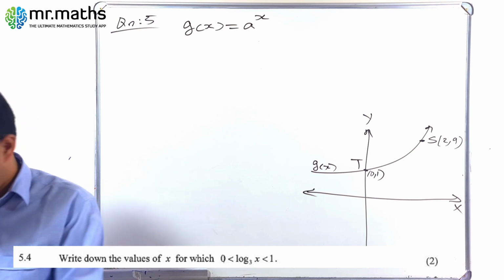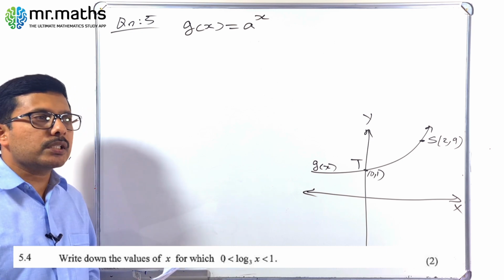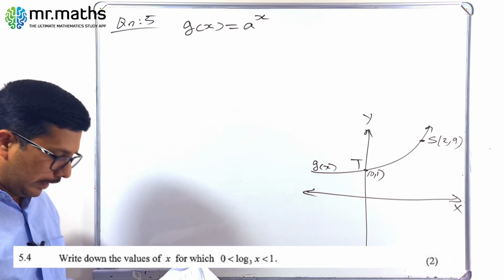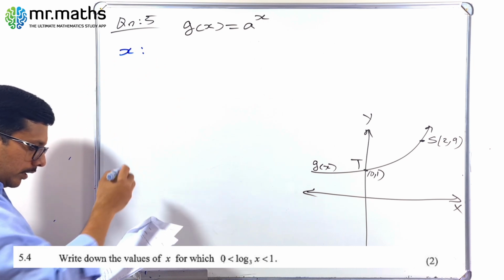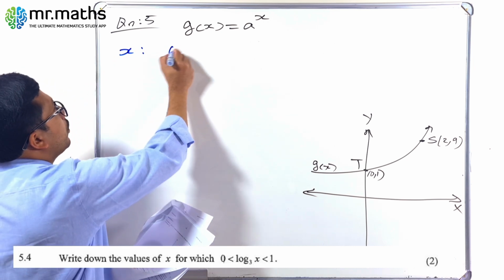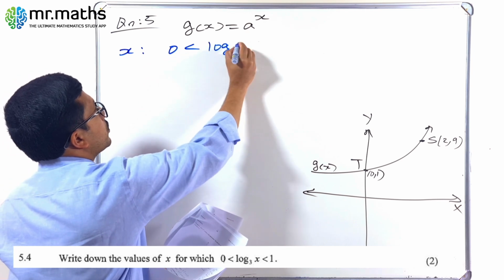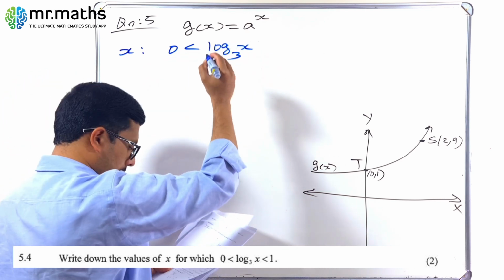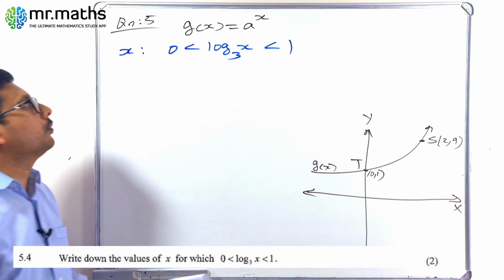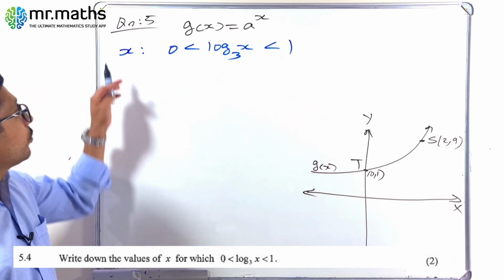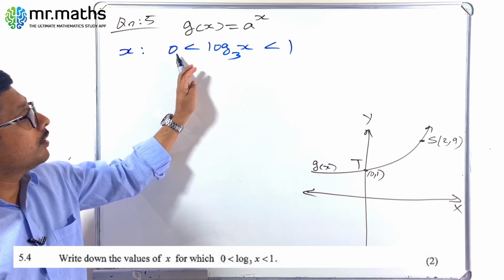Question number 5.4. Write down the values of x. So it means that you have to find the values of x. Okay, write down the values of x, and what is the condition for which 0 is less than log x to the base 3 less than 1.